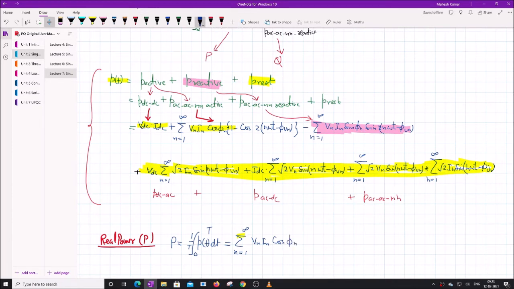Something is missed out. I think we have left out P DC DC. What we have left out is basically P DC DC, which means VDC into IDC. So we have to remove this and put simply P DC, VDC into IDC, plus this. This is what real power is.